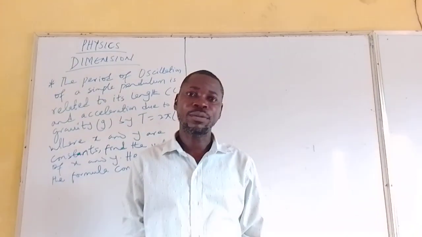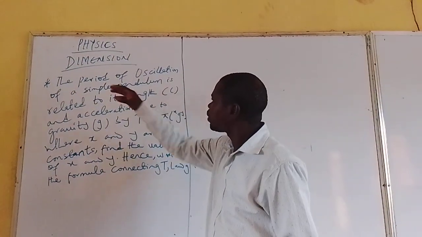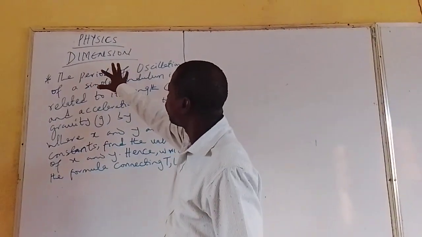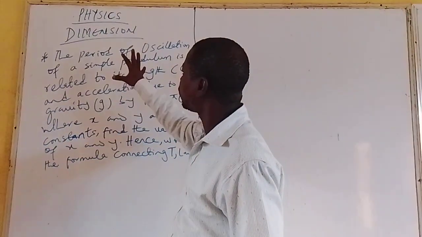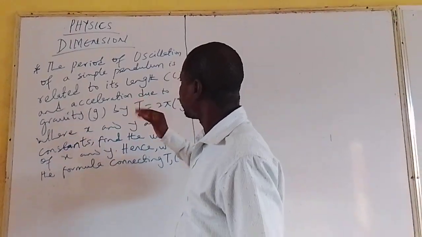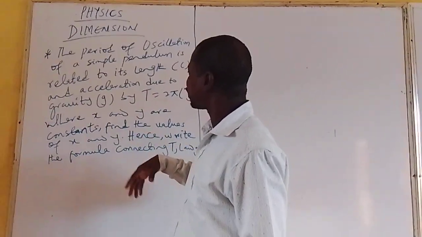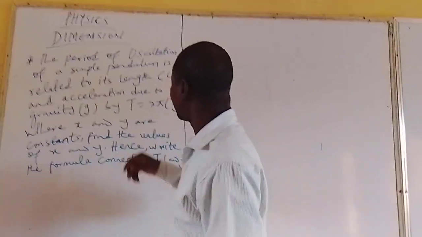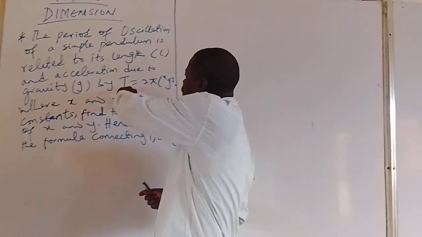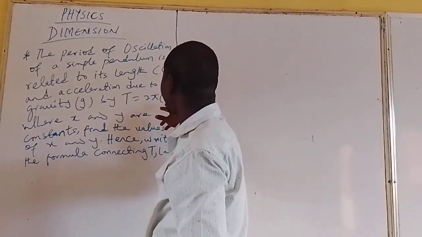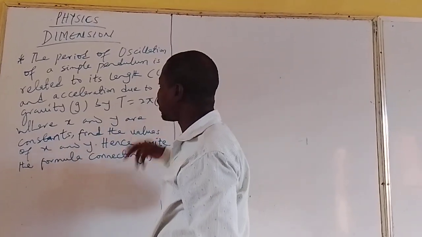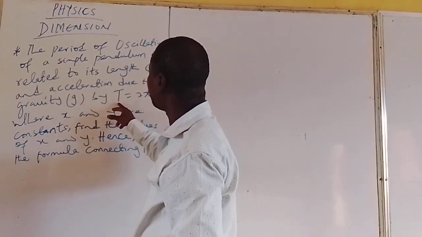Welcome to another video. In this video, we want to solve a question on dimension. So this particular contest involves the connection between the period of oscillation, the length, and the acceleration due to gravity, represented in this equation.